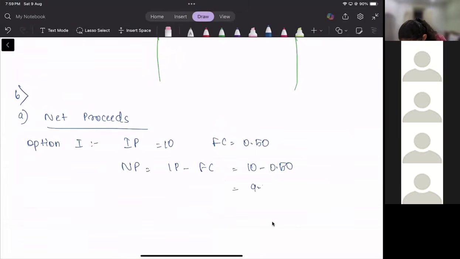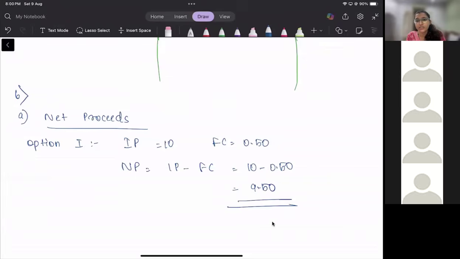What do you mean by net proceeds? What amount will I get from the issue of equity shares? That is my net proceeds. What amount will I get from the issue of shares, shares or debentures or whatever. So there's an issue price of 10.